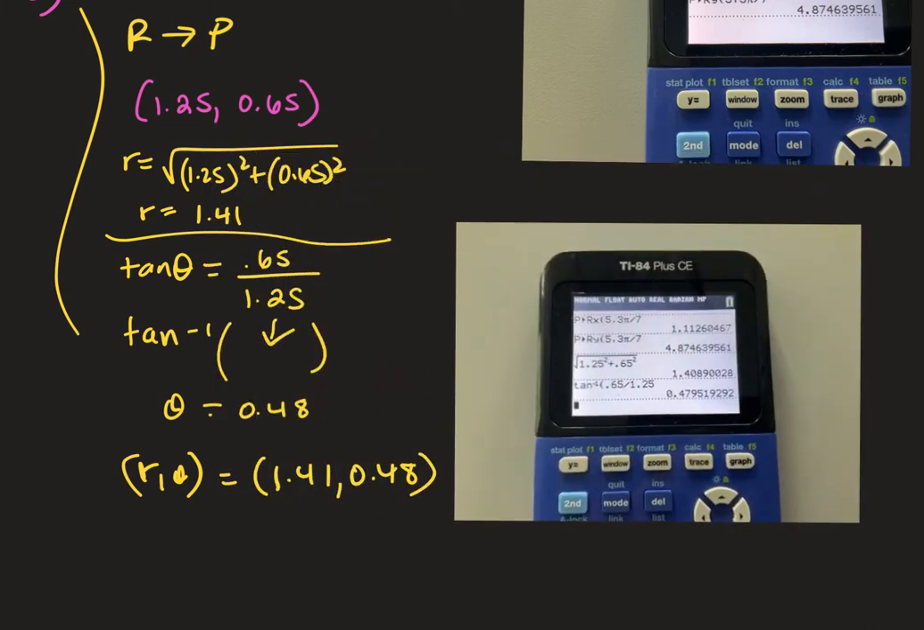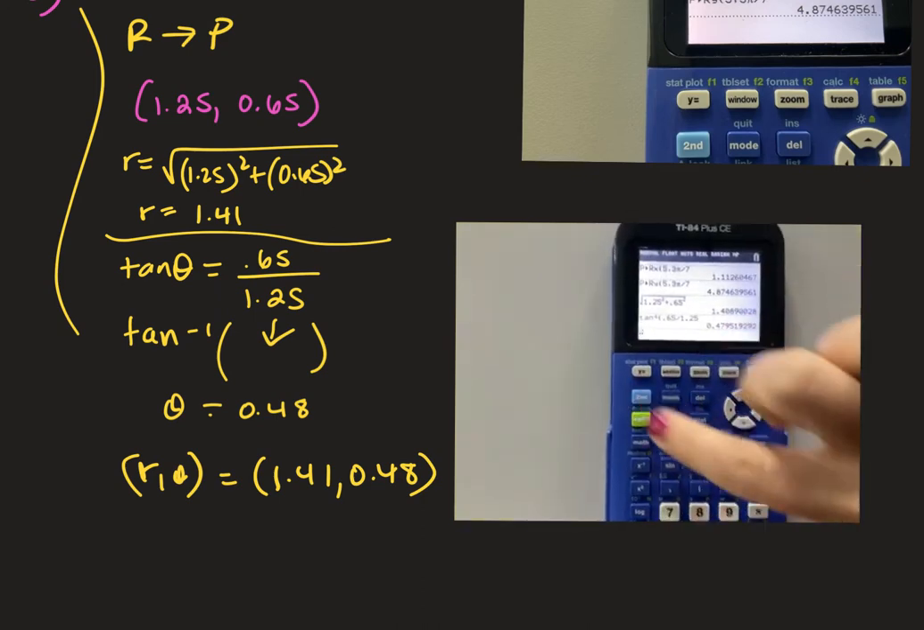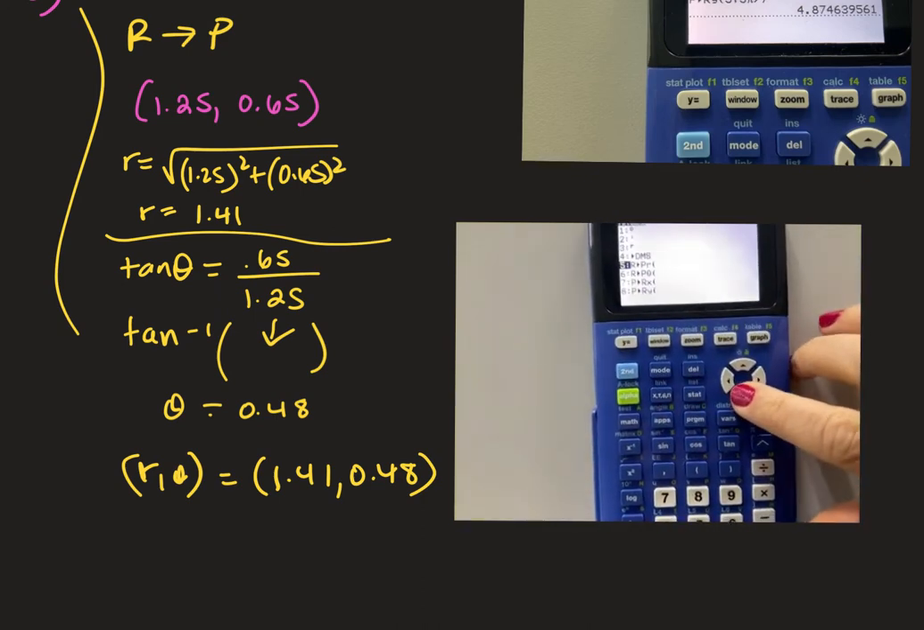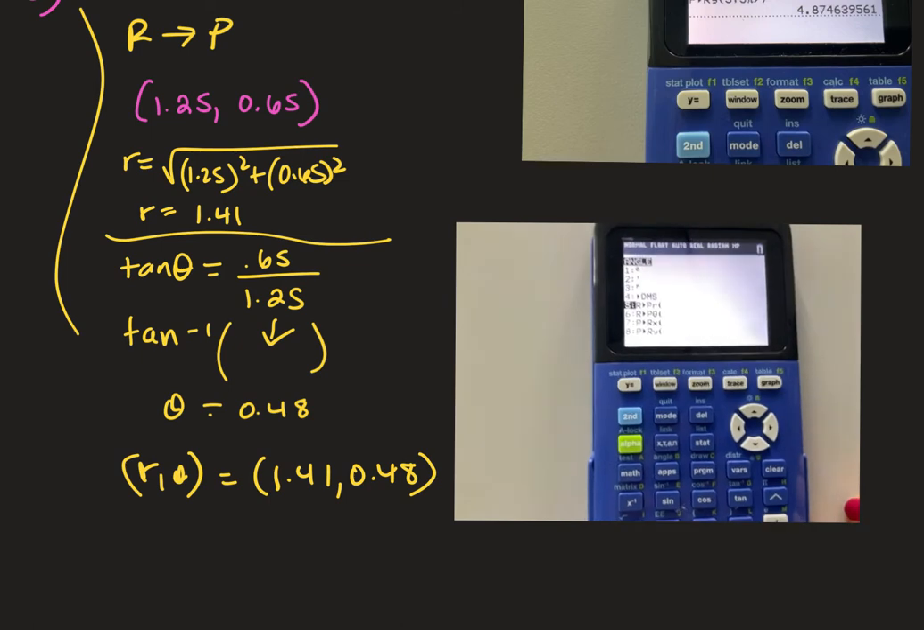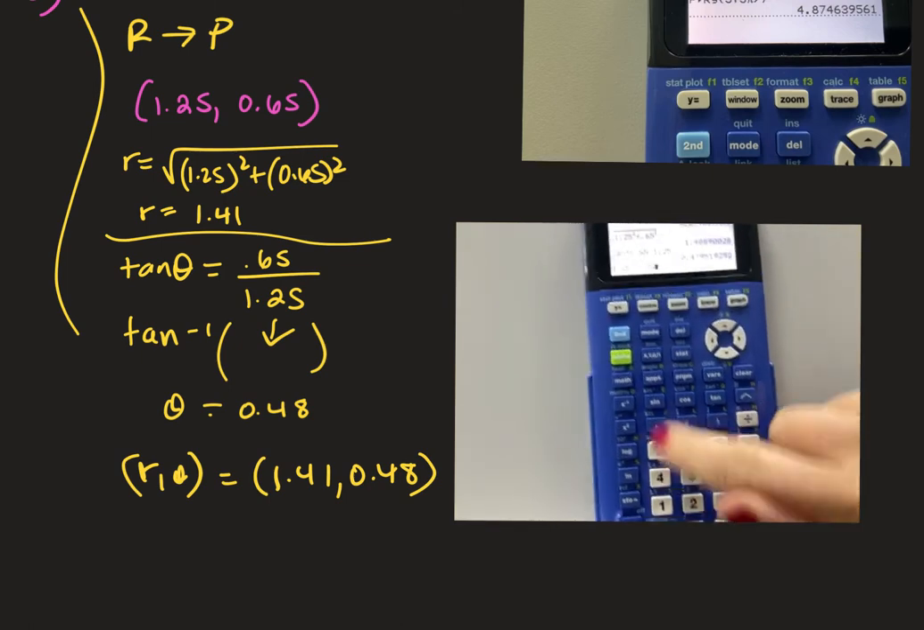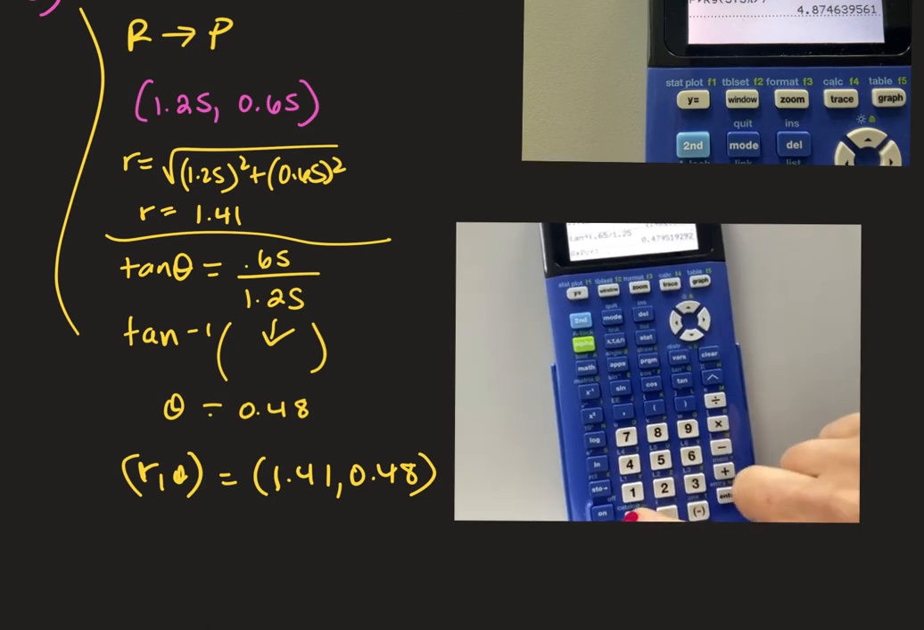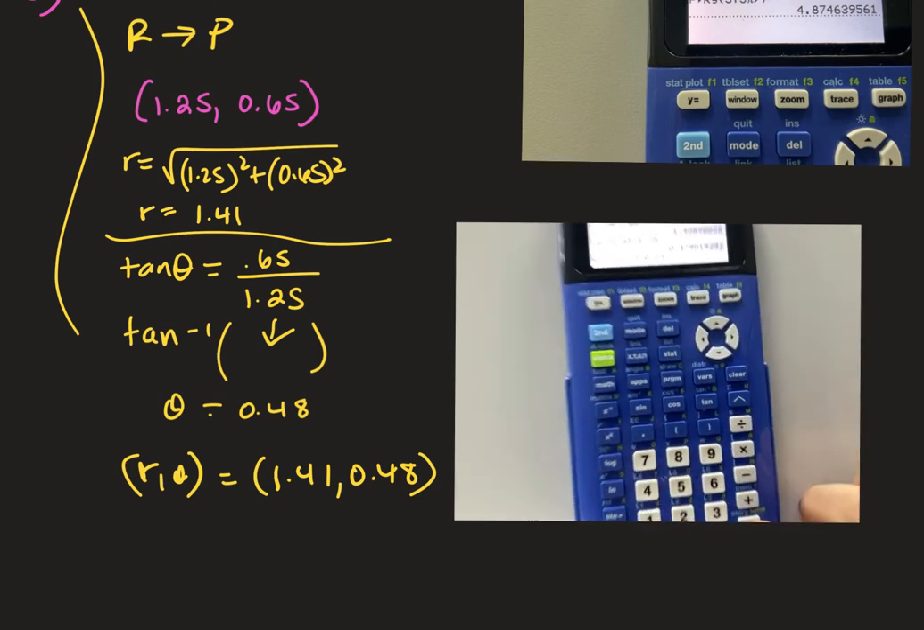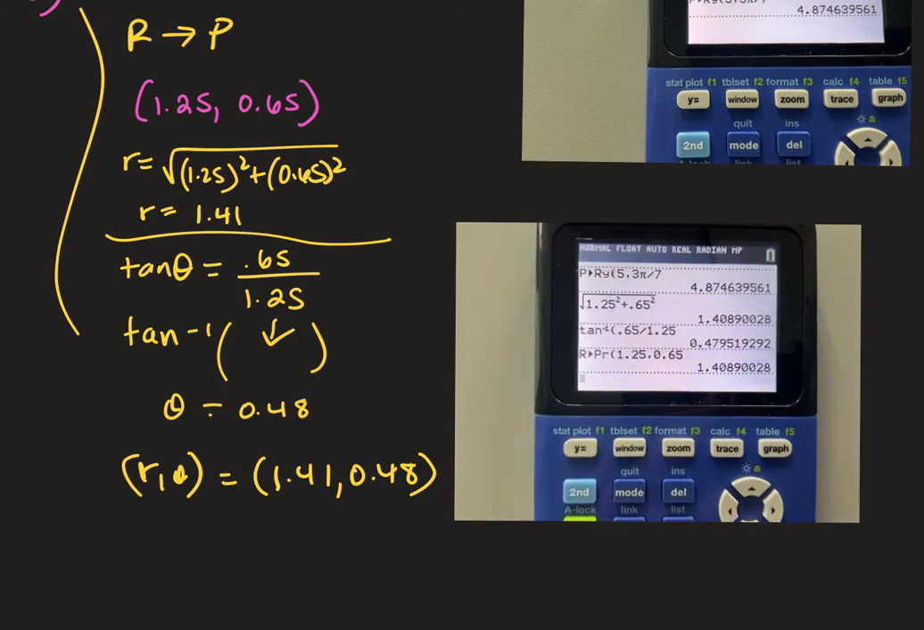So then the shortcut key is second apps. This time I'm going rectangular to polar R, so R to PR. And I type that point in, 1.25, comma, 0.65. And there's my R.